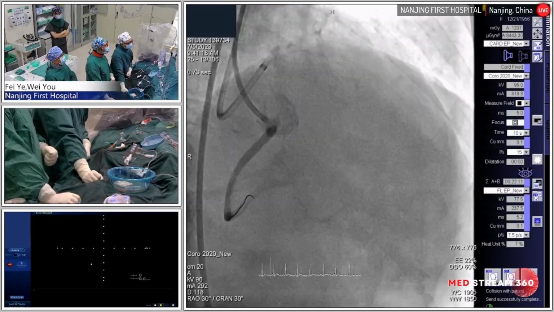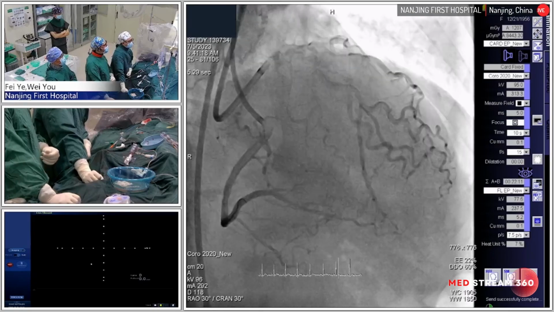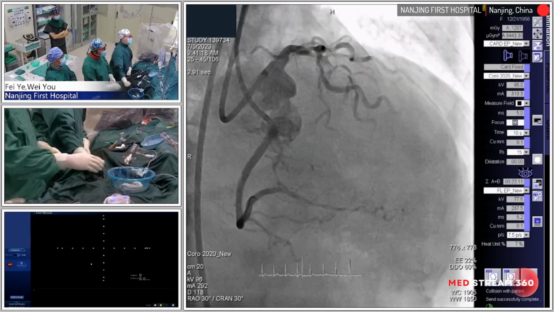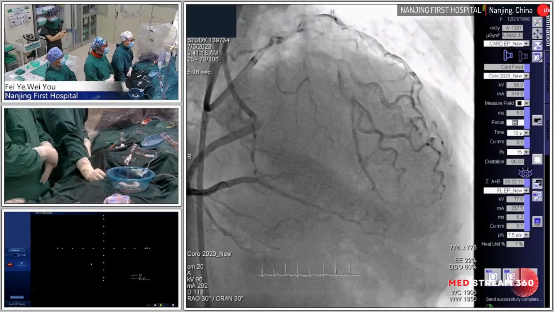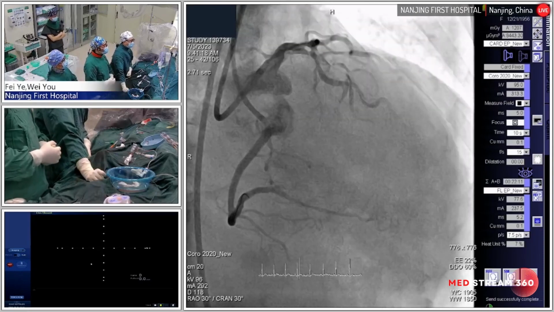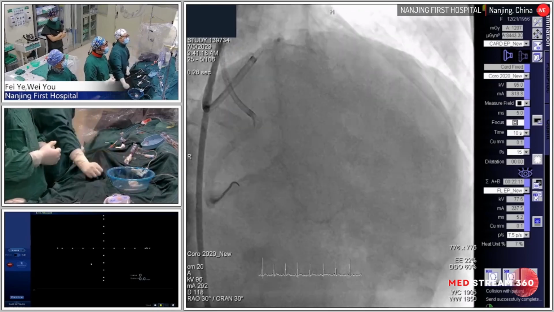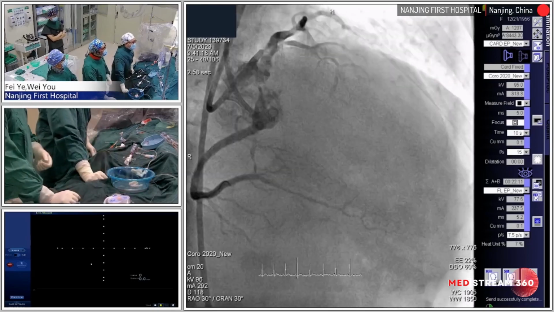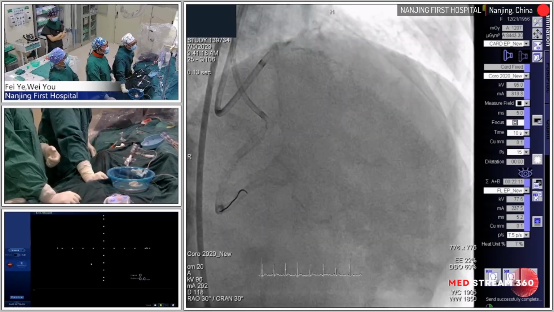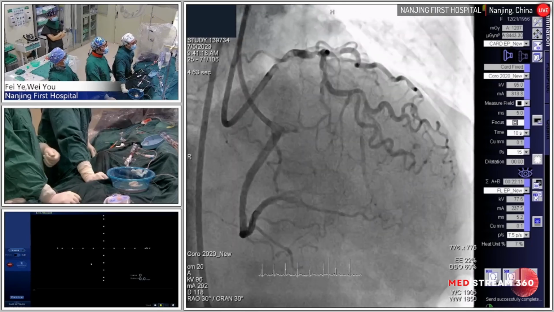Although the J-CTO score is nearly 3, right, Dr. Wu? Yes, it's 3, so it's middle to high level. But I want to try the antegrade wiring first. If the antegrade wiring does not succeed, I will switch to my next strategy, the retrograde approach, using these challenging epicardial collaterals. So next, please.